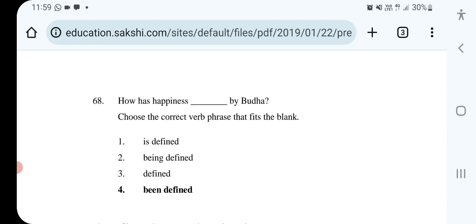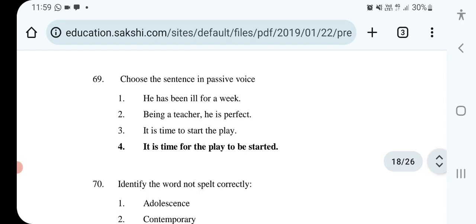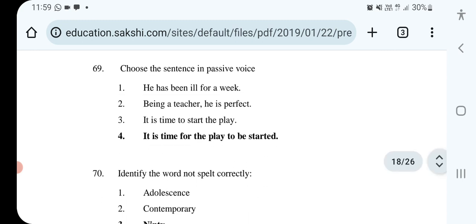How has happiness been defined by Buddha? Choose the sentence in passive voice. It's time for the play to be started. Yes, it's time for the play to be started.